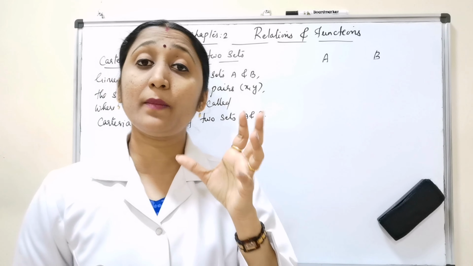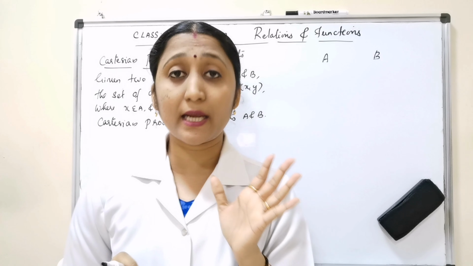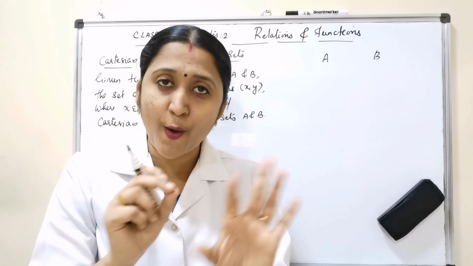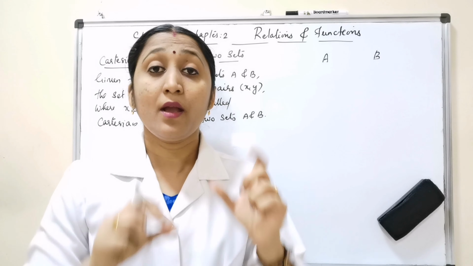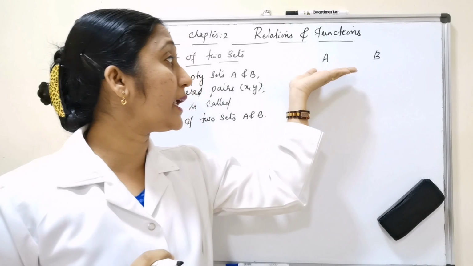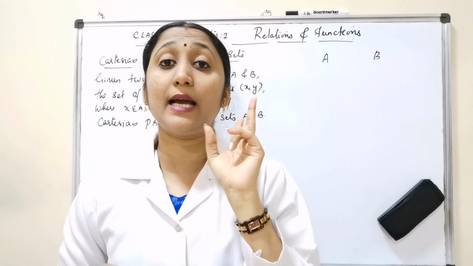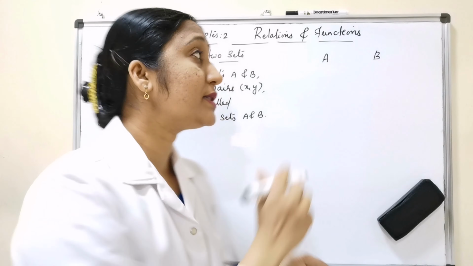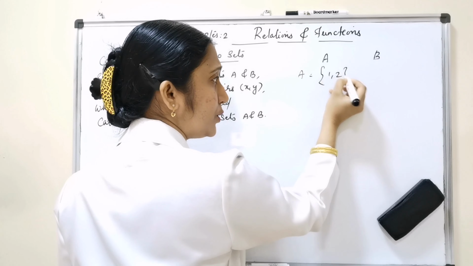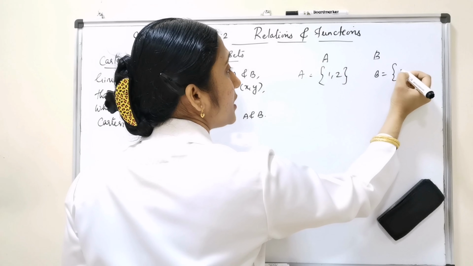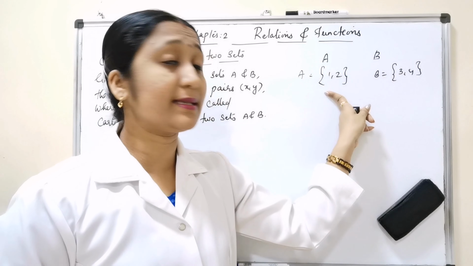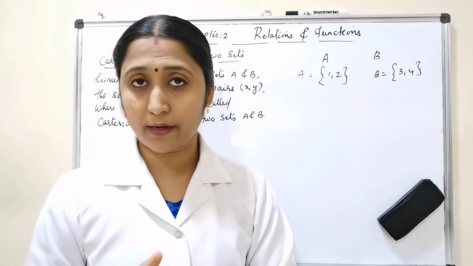So what does it mean by a non-empty set? A non-empty set means it has some elements. An empty set means there are no elements in the set. But a non-empty set has some elements. Here A and B are two non-empty sets, meaning A has some elements. Say A is the set {1, 2} and B is the set {3, 4}.